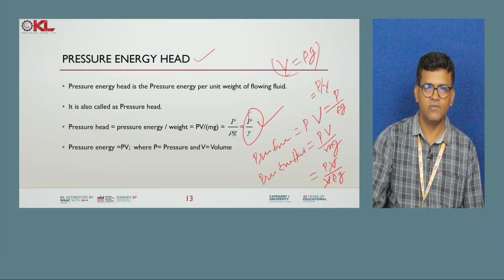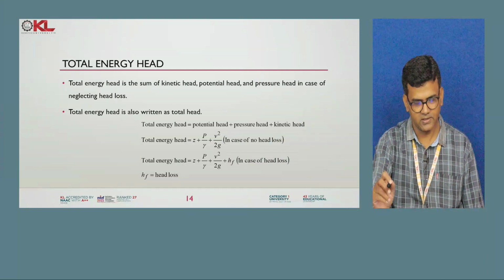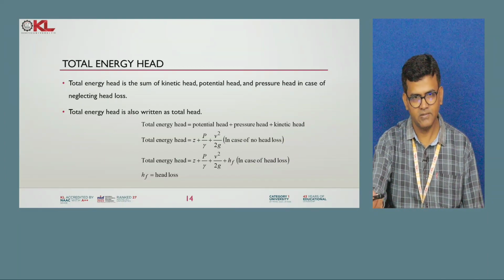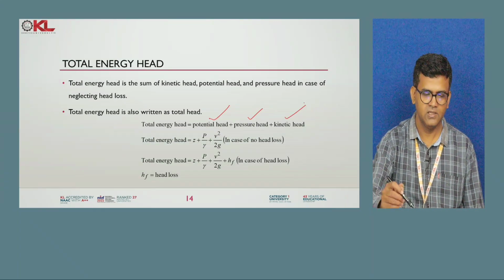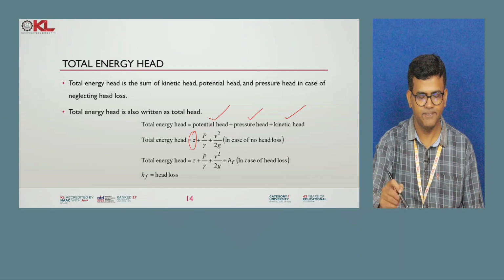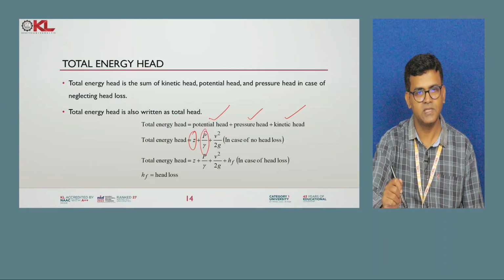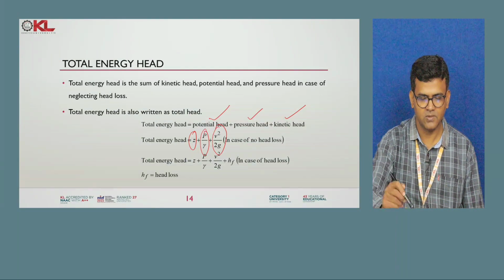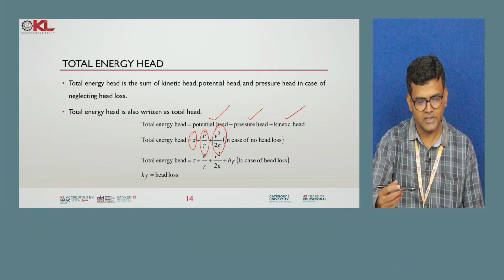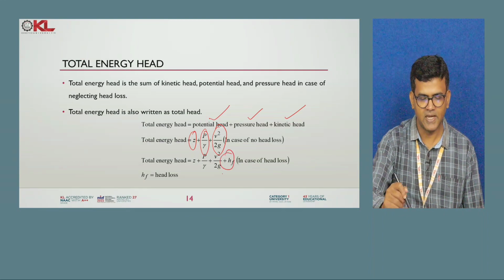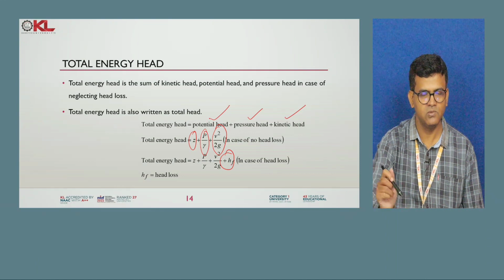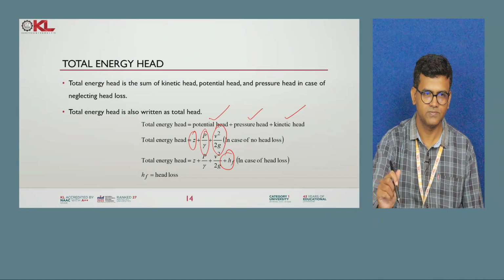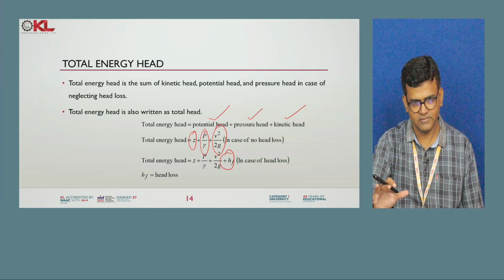In this way you can find all these heads. So total energy head, simply we can write, is potential head plus pressure head plus kinetic head. So Z is the potential head, P upon gamma is the pressure head, and kinetic head is V square upon 2G. Sometimes head losses are there. In that case, head loss can be added: Z plus P upon gamma plus V square upon 2G plus HF, where HF is the head loss. So that is the total energy head.